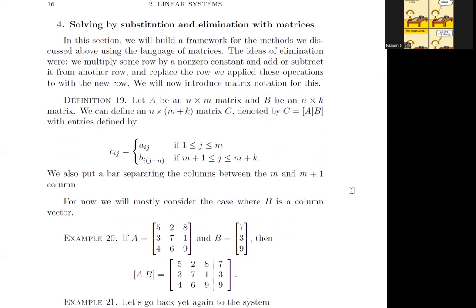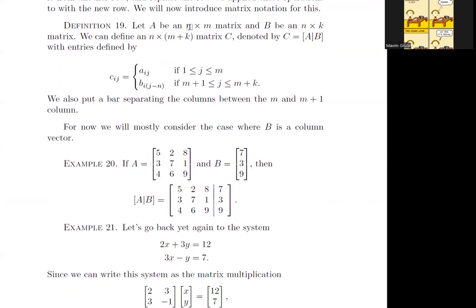So let's talk about how to solve by substitution and elimination with matrices. We're going to build a framework for the method we discussed above using the language of matrices, and the ideas of elimination in particular, where we multiply some row by a non-zero constant and add or subtract it from another row, and we replace one of the rows we applied these operations to with the new row. So we'll see examples. And here's some new notation that we haven't seen before.